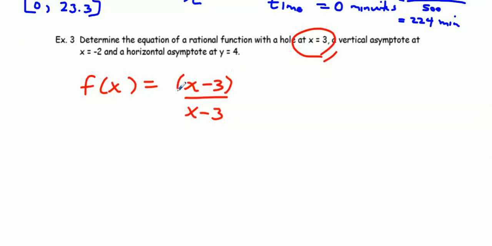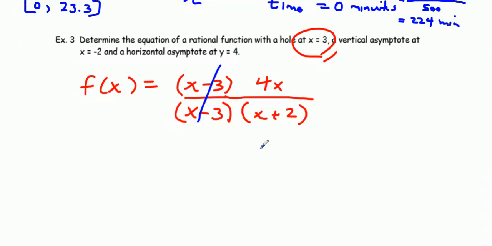And then what else do we have to include? It has a vertical asymptote at x equals negative 2. Vertical asymptotes arise from division by 0, so this would be x plus 2 on the bottom. And it says a horizontal asymptote at y equals 4. Remember, the horizontal asymptote arises from the coefficients of the x's. If this one has been canceled, then you're really only considering the coefficient of this one. So you would put 4x here. So 4 over 1 gives you that y equals 4.